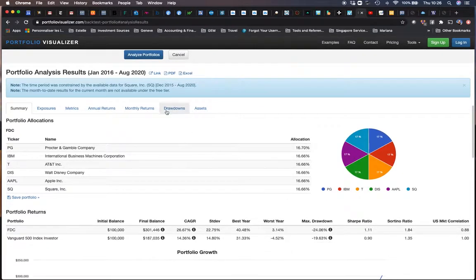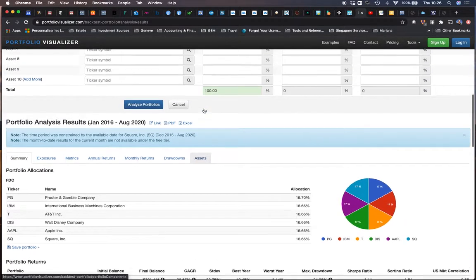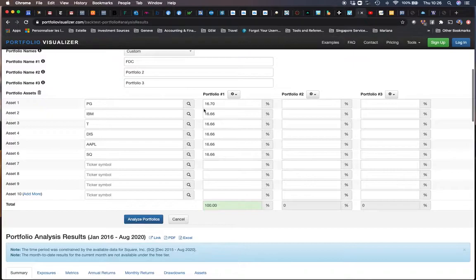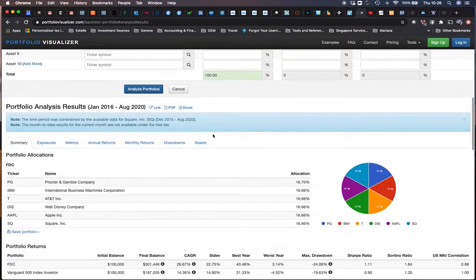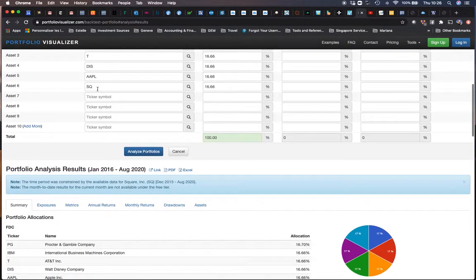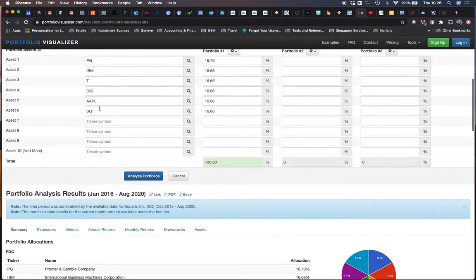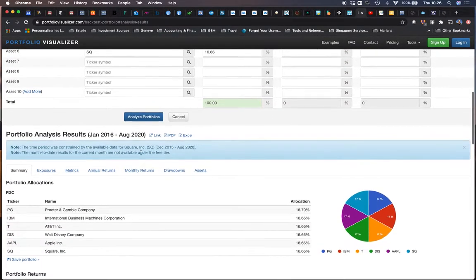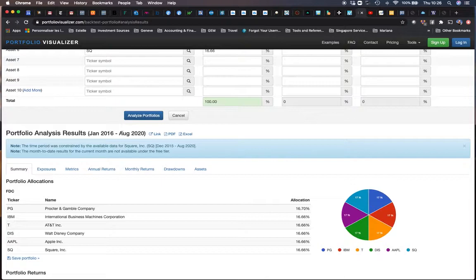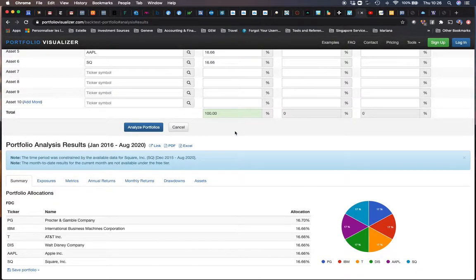My information is starting January 2016. Why starting January 2016? Because one of my stocks went IPO in December, so I don't have more historical data. This website is going to take the analysis since the moment I have Square with the other stocks, right? So 5 years is enough to have an analysis of a portfolio.